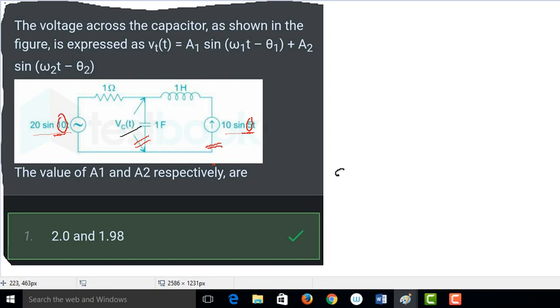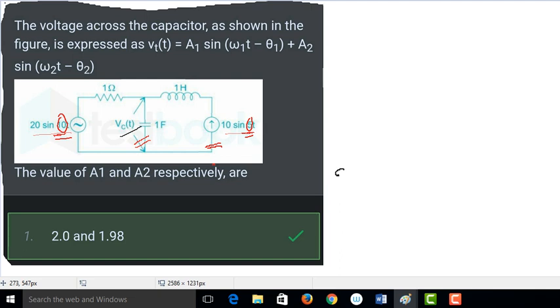Whenever two different frequency sources are given, we need to go for the superposition theorem. We need to consider one source at a time always. Whenever more than one source is given, we need to go for the superposition theorem. In this case the frequency is given as 5, and in this case the frequency is given as 10.